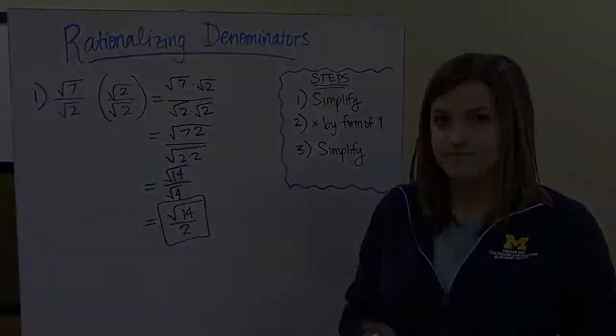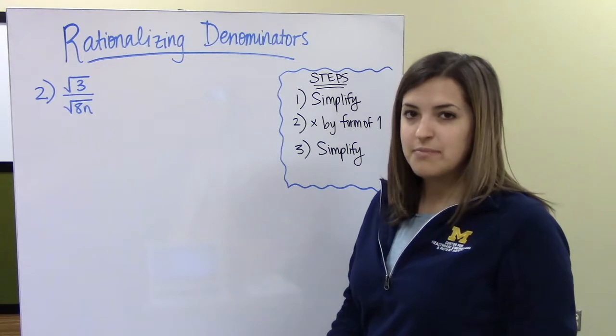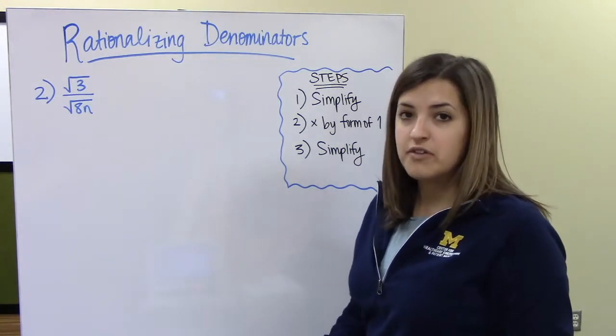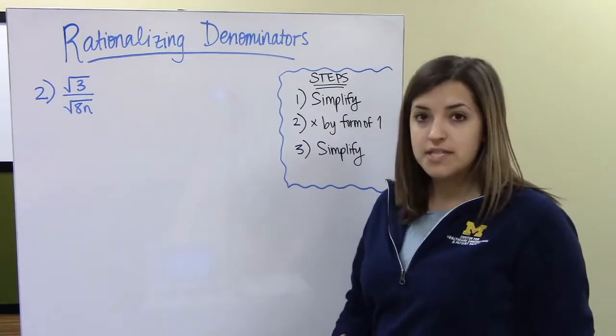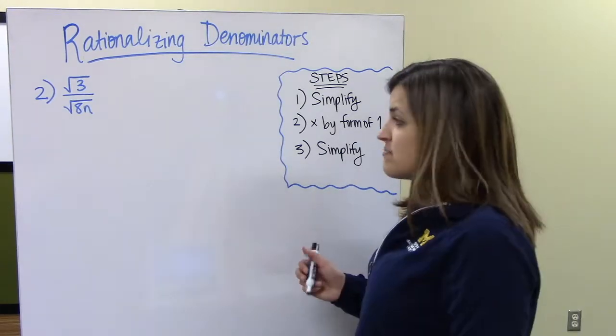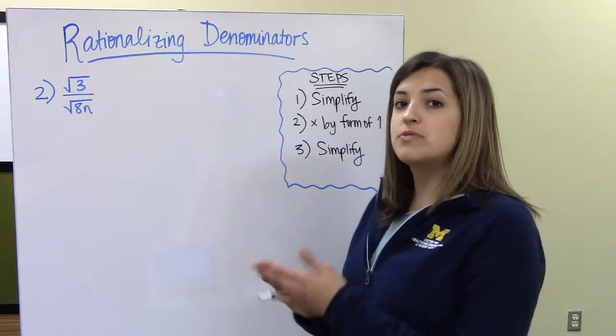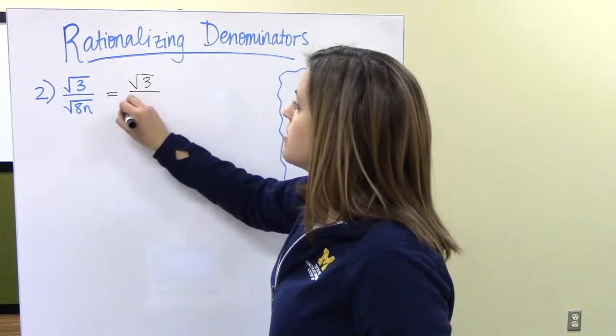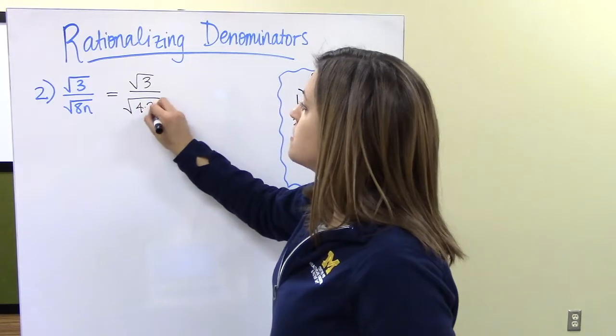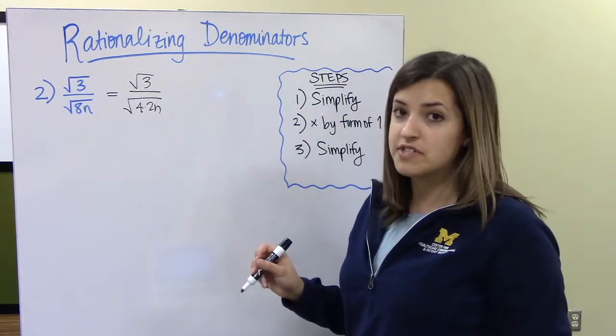Let's do another. Okay, example number 2 says the square root of 3 over the square root of 8n. So we're going to follow our steps. Our first step is to simplify, and we can simplify here because 8n can be reduced. So let's rewrite this as the square root of 3 over the square root of 4 times 2n, because 4 is a perfect square.